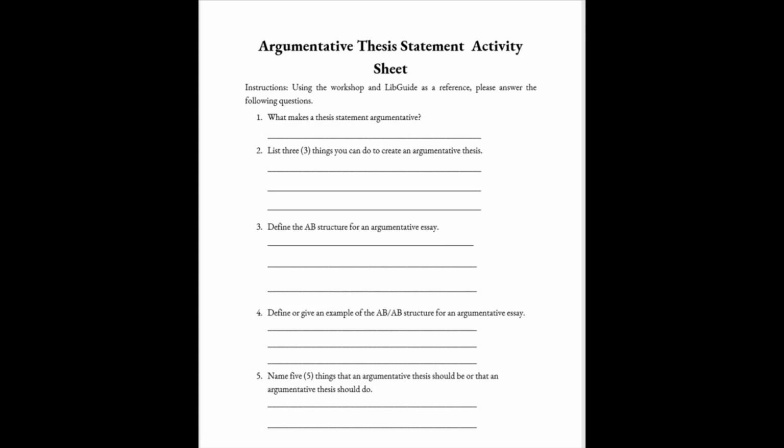What makes a thesis argumentative? Argumentative essays require that the author take a clear, unambiguous stance on a topic where there are two clear sides. List 3 things you can do to create an argumentative thesis. Consider the structure of thesis statements in general, as well as how one's argument should be formed in order to answer this question. Define the AB structure of an argumentative essay.